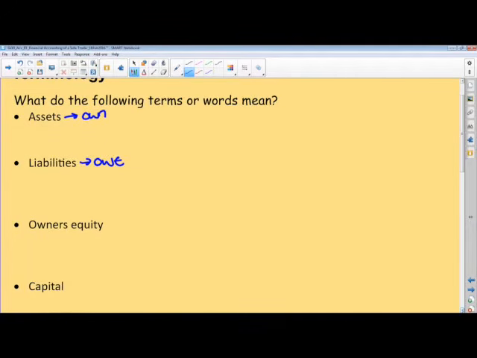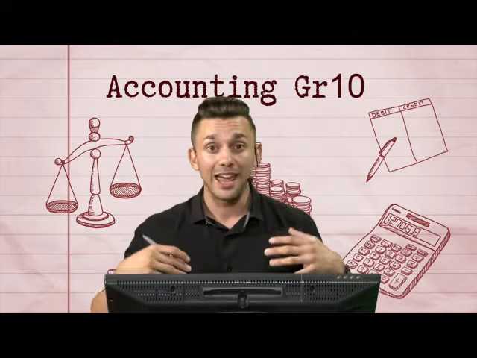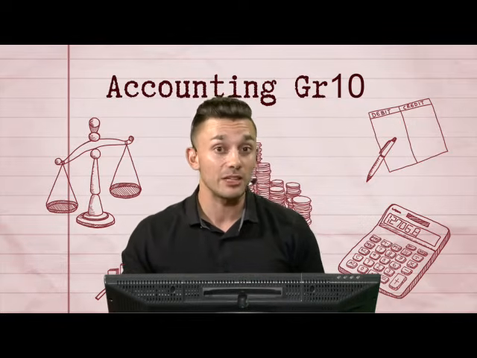Owner's equity will be firstly capital. So that's our very first type of account, your capital. And remember, capital will be anything the owner gives. It can be a vehicle, can be equipment, it can be cash. So any of those forms will be regarded as capital when the business receives it from the owner.